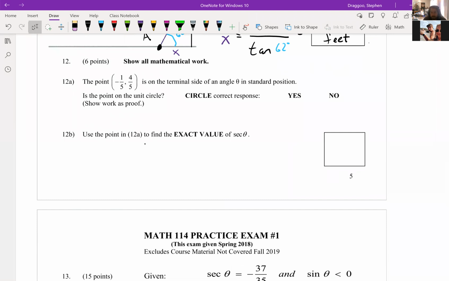We have the point -1/5, comma 4/5, and it's on the terminal side of an angle in standard position. Step 1 is deciding if this point is on the unit circle or not, and then after that, find the exact value of secant theta. So in order to be on the unit circle, we have to satisfy the equation x squared plus y squared equals 1. Since that is the equation of the unit circle, if we want to see if this point is on the unit circle, we should just square both coordinates, add them together, and see if we get 1.